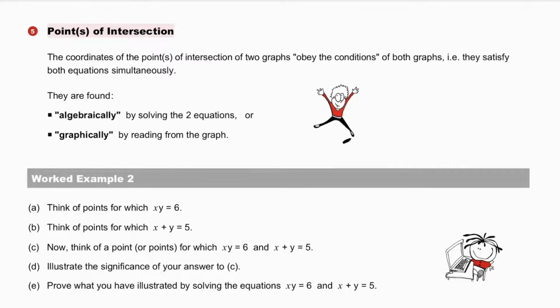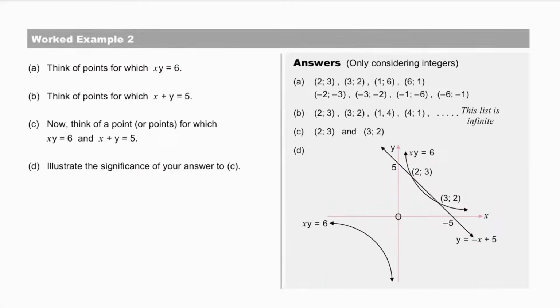What about points of intersection? Points common to both graphs. The coordinates of the points of intersection of two graphs obey the condition of both graphs. It must be that. They must satisfy both equations simultaneously. Simultaneously means at the same time. These are either found algebraically by solving the two equations or graphically by reading from the graph. Now, pause and have some fun with the following worked example. Pause again to check your responses.